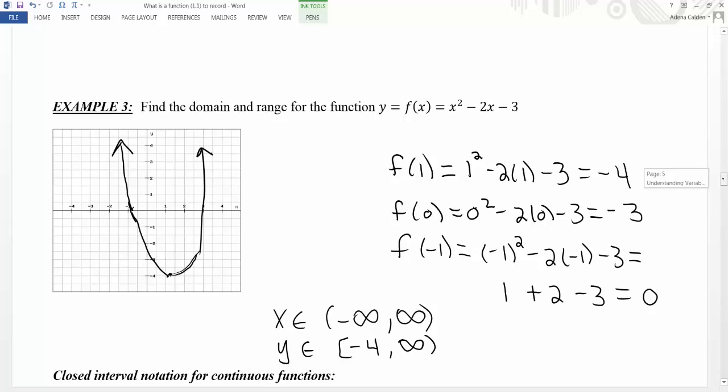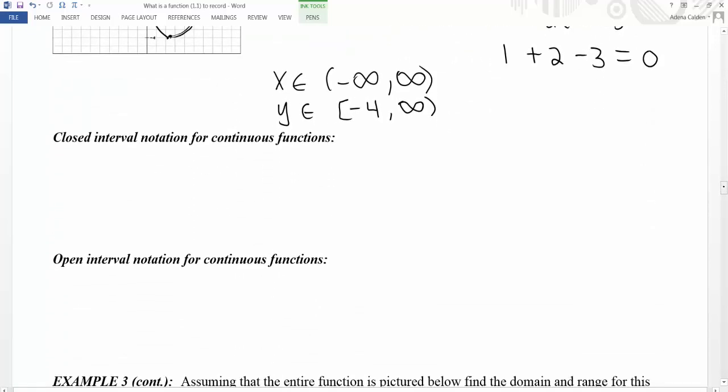So let's write this out generally. Closed interval notation for continuous functions can be written two ways. We write the independent variable, and then we write this funny looking e, which means "is an element of." And then for closed interval notation, we're going to use brackets. So we're going to say [a, b]. That means that x can take on any value between a and b, including a and b. The endpoints are included because this is a closed interval that uses these square brackets.